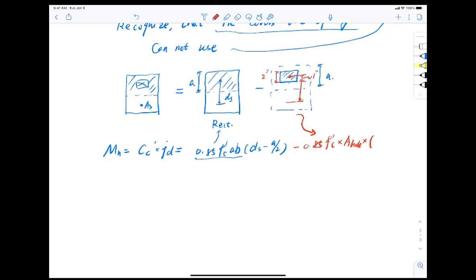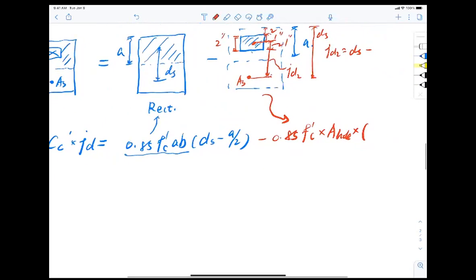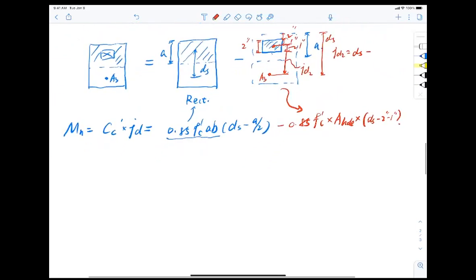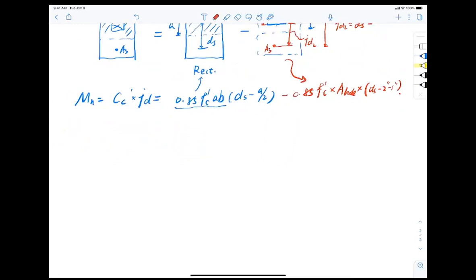Now the ds is between the bars and the top of the compression fiber. So the distance here, we call it jd2, equal to what? Equal to ds minus, right here, there's another 2 inch on the top and 1 inch right here. It is the distance from the top of the compressed fibers to the center of the block there, right? So here it is ds minus 2 minus 1, basically the center of that opening. So with this, I am set.